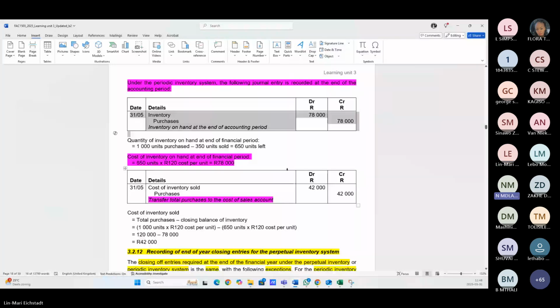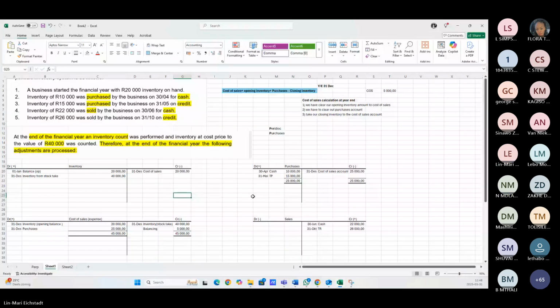Okay, so my question is, I don't know if you can remember on 3.1, page 10, how we concluded our purchases account and calculated our cost of sales. Yeah, which is this example. Hopefully you can see it for the periodic, right? Yes, I still remember it.